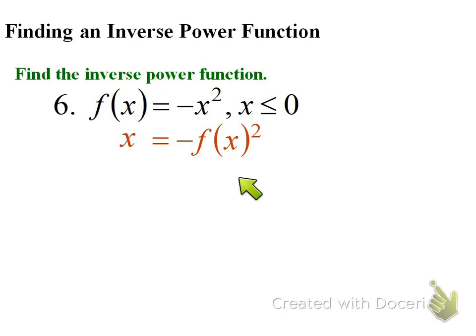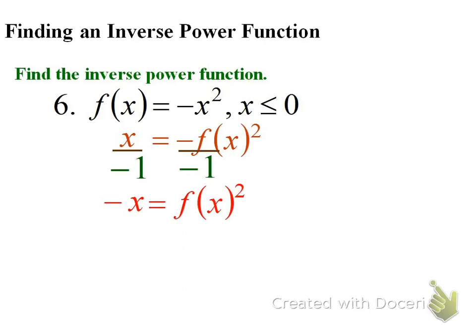Now, these are a little harder just because the algebra is a little harder. What would I do here? Not yet. You got to divide by that negative. So I have negative x equals f of x squared, then what? Take the square root, good.